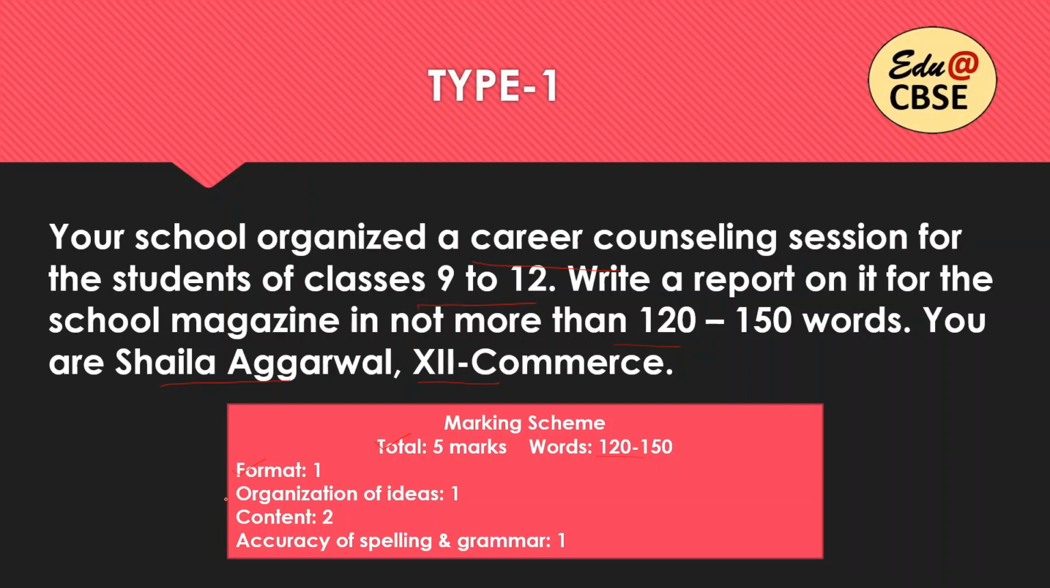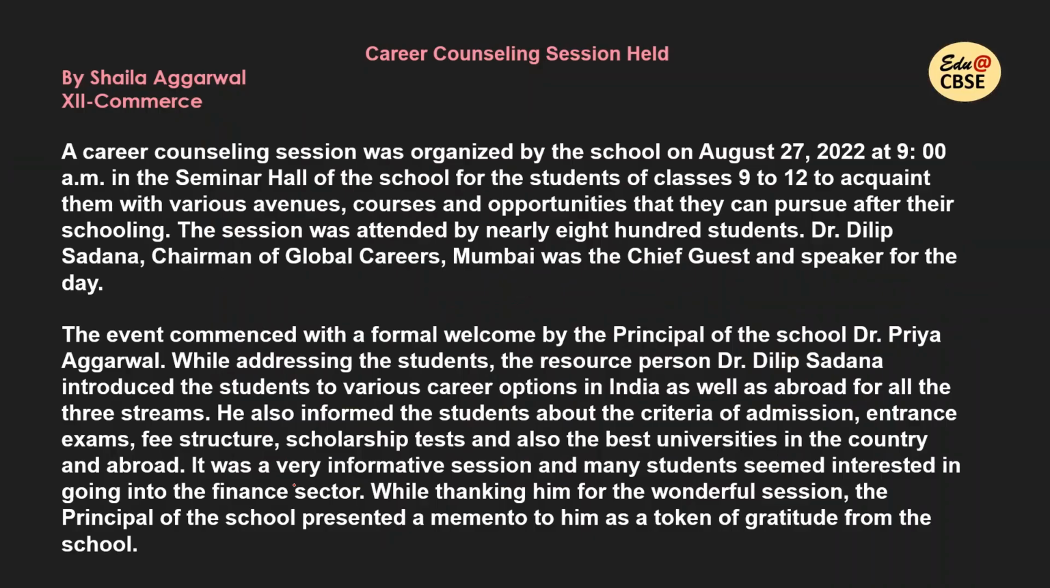Your organization of the ideas, whether it's logical, whether the sequence is followed, whether there is sense in the sequence that you are writing. So that is 1 mark. Then content, it is 2 marks, the whole points that you include. And accuracy of spelling and grammar, again 1 mark. So this is the division. And now we move on to the answer.